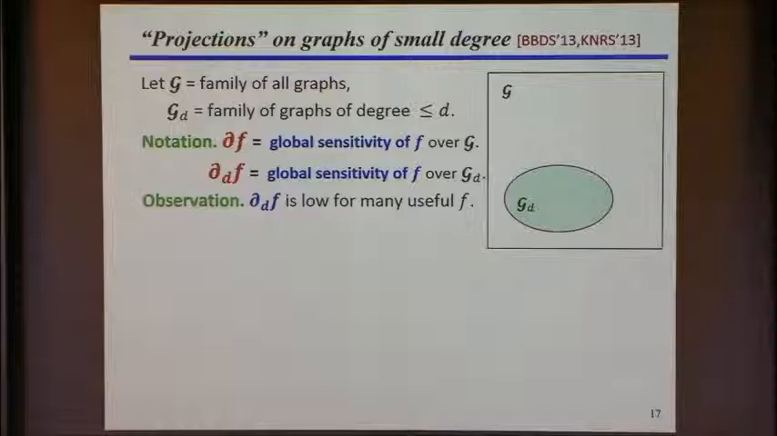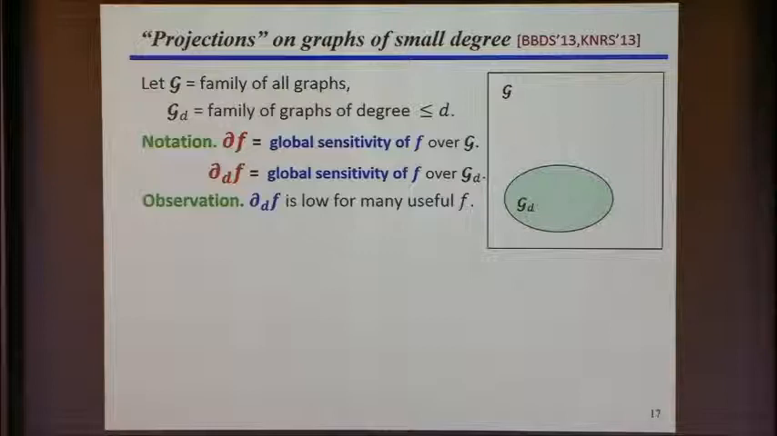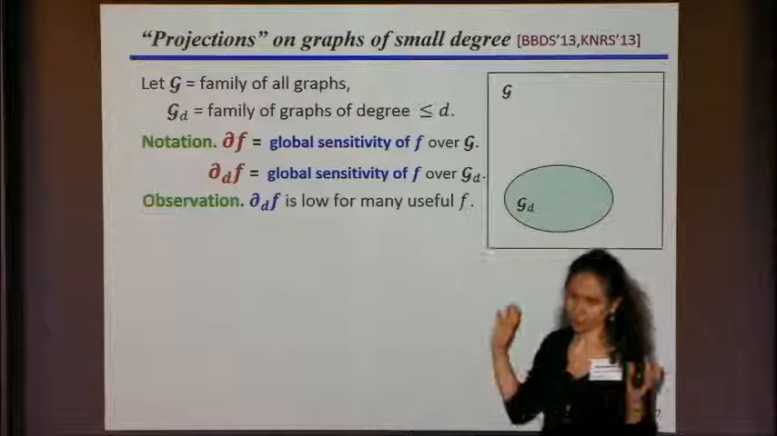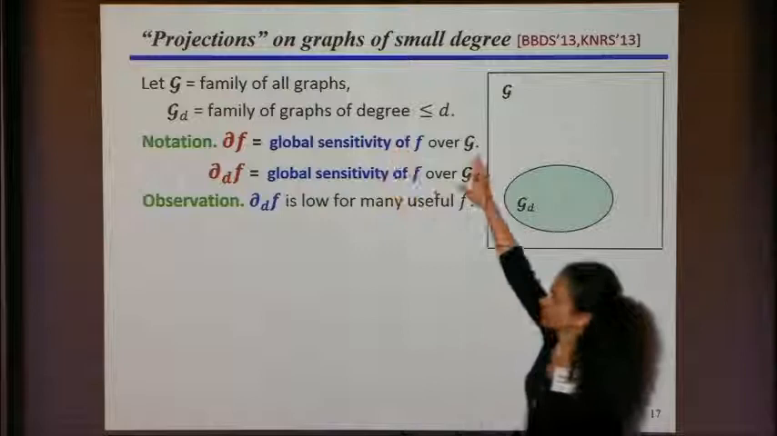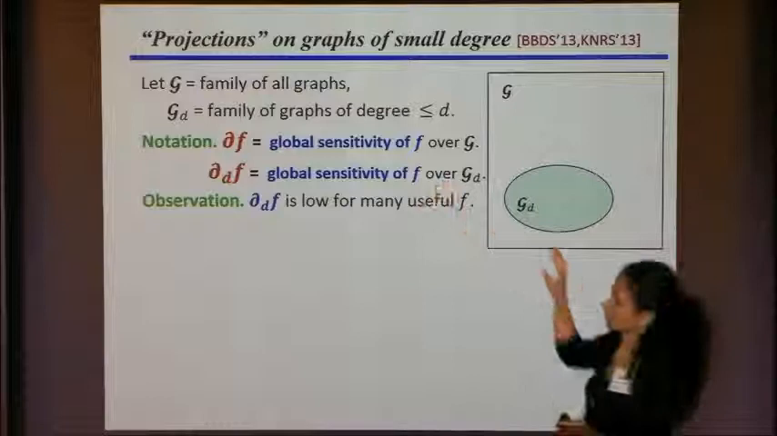Okay, so a first example that people came up with of graphs with a low down sensitivity is graphs of small degree. So in the first two papers, we try to do projections onto graphs of small degree. So let G be the family of all graphs, so we're trying to be private for this entire family, and let G sub D be the family of graphs of degree bound at most D. So as before, delta of F is global sensitivity over G, and delta sub D of F is global sensitivity over G sub D, over this family.